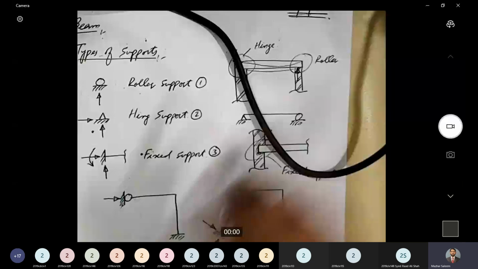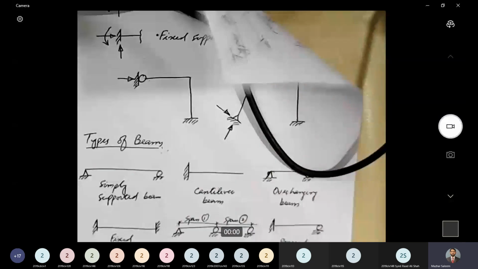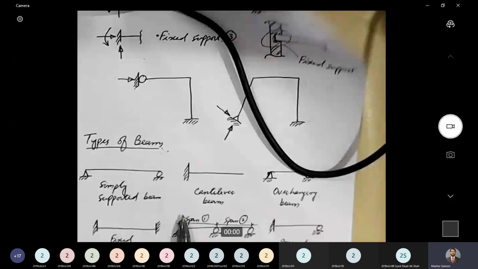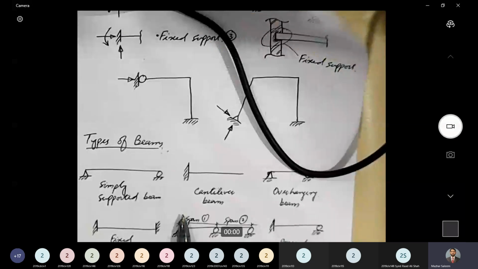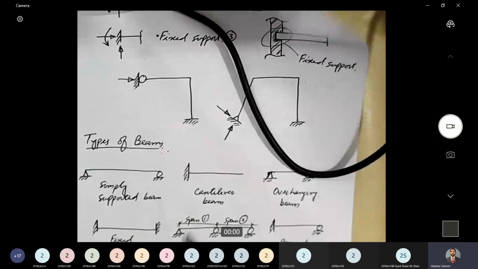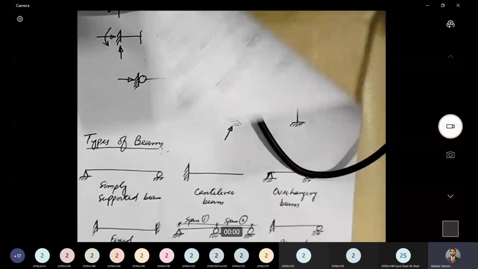And continuous beam, so any beam, let's say in your house you have 2 consecutive rooms and a beam is running from one room to the other room and there is one supporting wall in between, that type of beam would be a continuous beam.